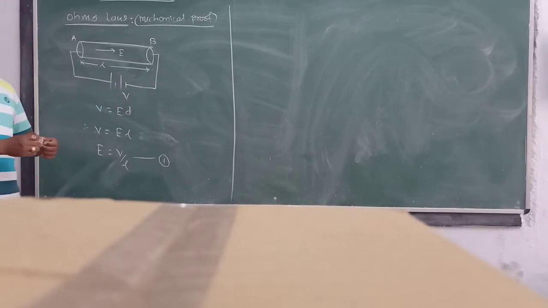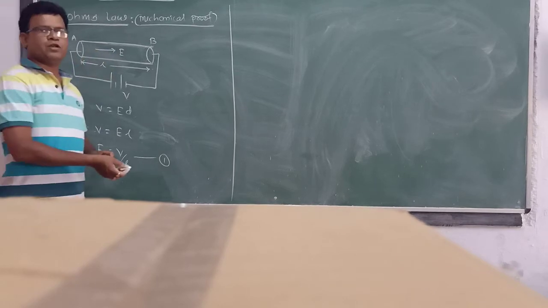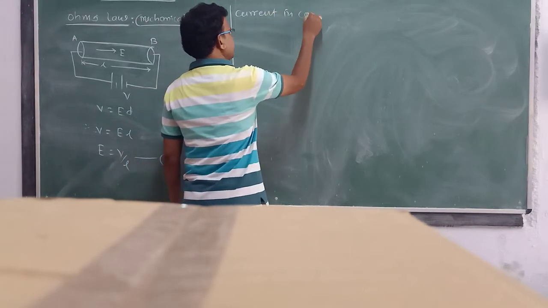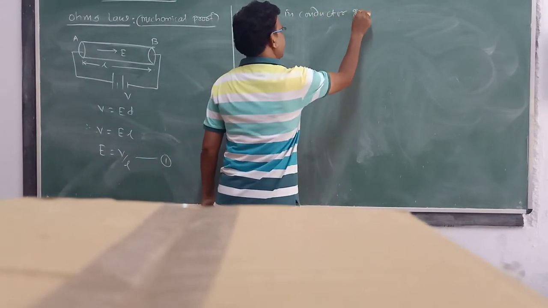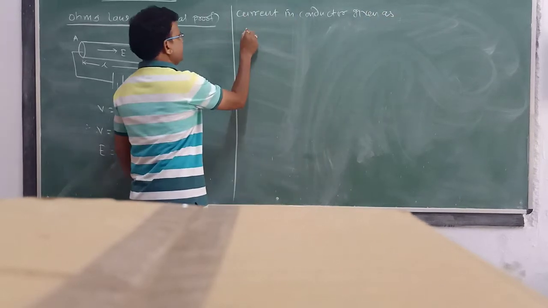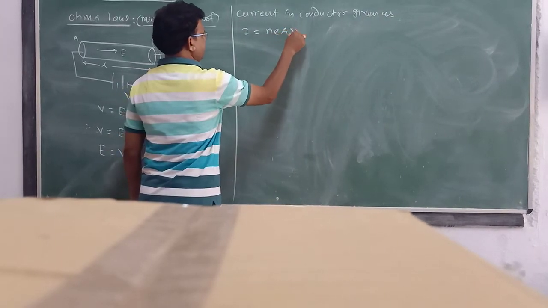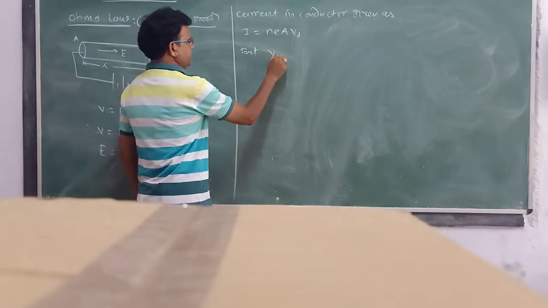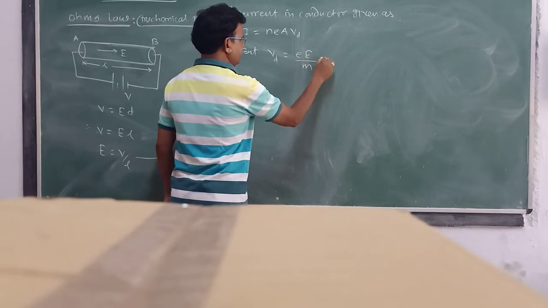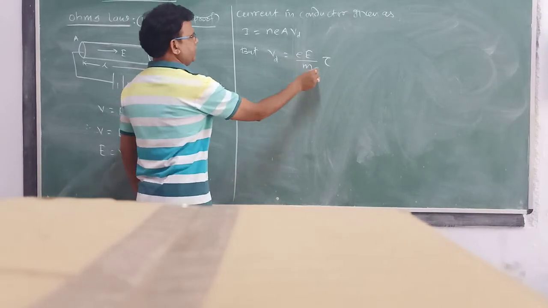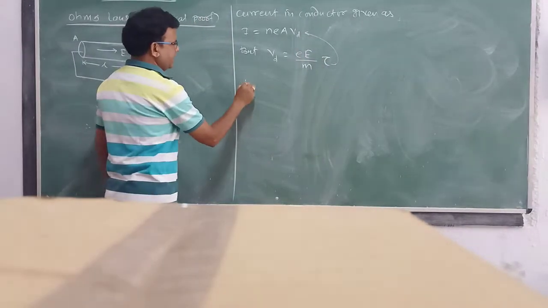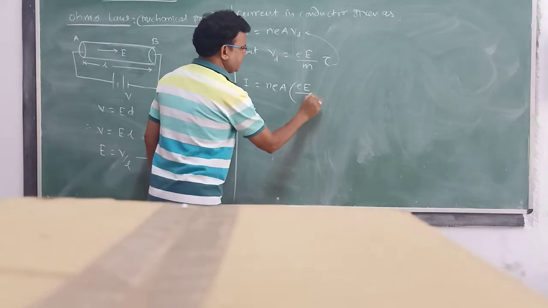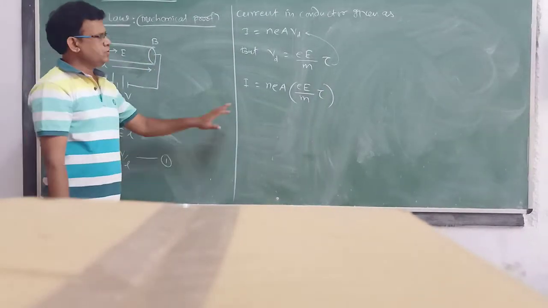Now, in the last session, we derived the formula for electric current in the conductor. Current in a conductor is given as I is equal to n e A vd. But the drift velocity vd is equal to e E divided by m into tau. If you put this value of vd here, we will get I is equal to n e A, and in the place of vd we will put e E tau by m. Just go and simplify this.